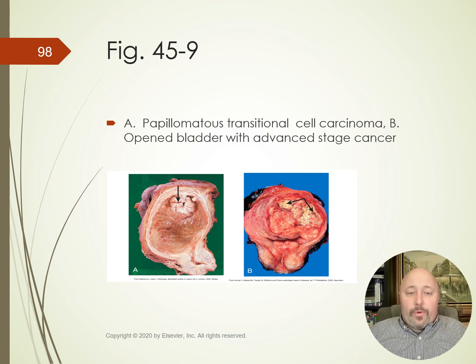Here in figure 45-9, in figure A on the left, we have a papillary transitional cell cancer, seen arising from the dome of the bladder as a cauliflower-like lesion. And then in figure B on the right, we have an open bladder showing advanced stage bladder cancer. The yellow areas are ulcerations and necrosis.